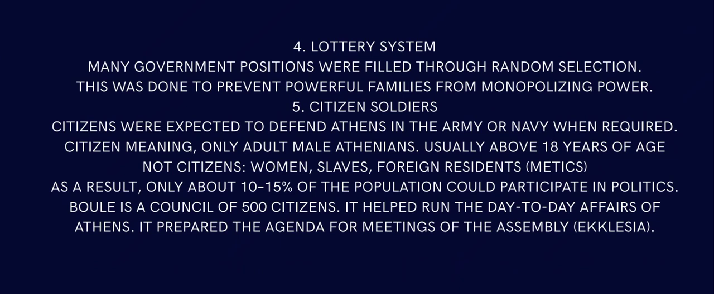Then come citizen soldiers. Citizens were expected to defend Athens in the army or navy when required. Citizen meaning only adult male Athenians, usually above 18 years of age. Not citizens: women, slaves, foreign residents, diplomats. As a result, only about 10 to 15% of the population could participate in politics. The Boule is a council of 500 citizens. It helped run the day-to-day affairs of Athens. It prepared the agenda of the meeting of the assembly, that is Ecclesia.